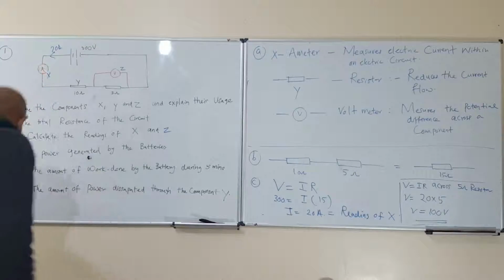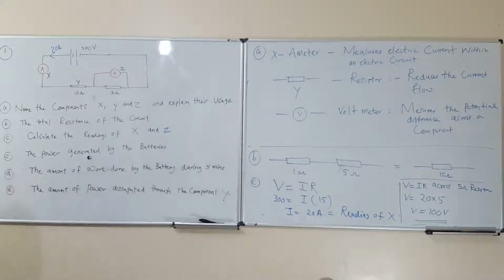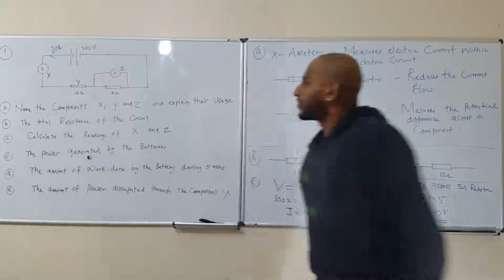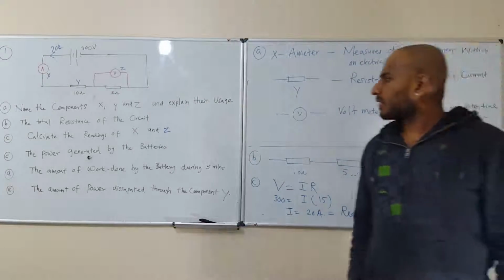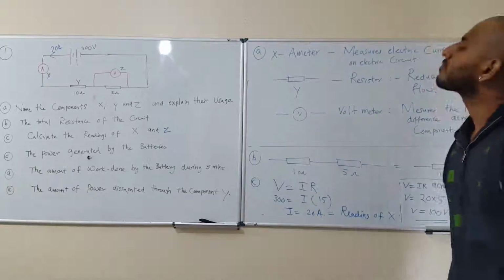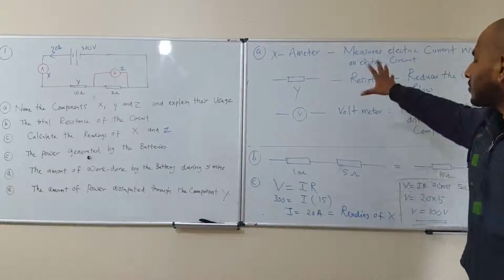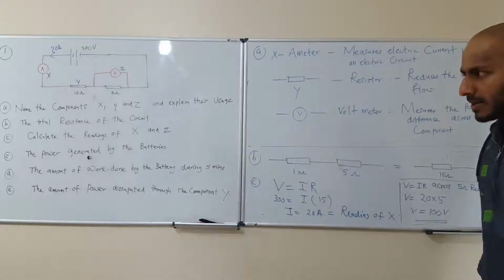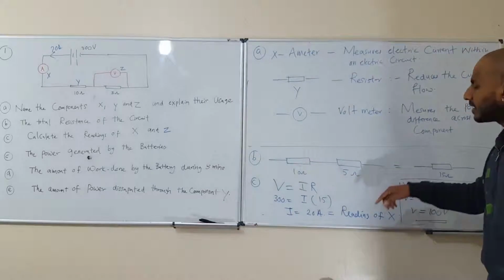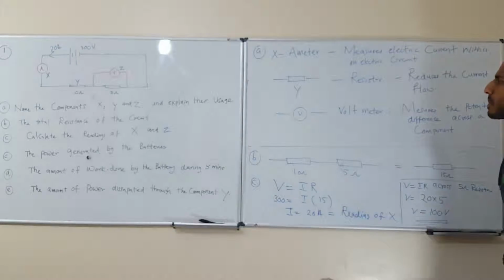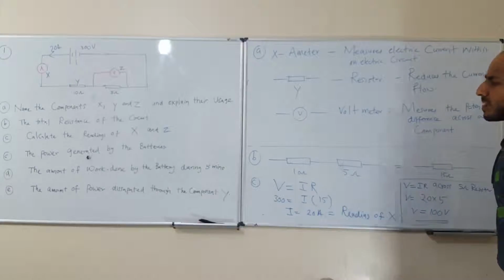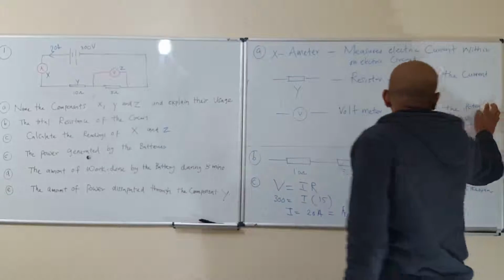Okay, I think this makes sense. So the first three questions, A, B, C: the first question was all about getting to know the components. The second and third questions were about applying V equals IR. Okay? So let's go to the other ones then. Let me get rid of these.